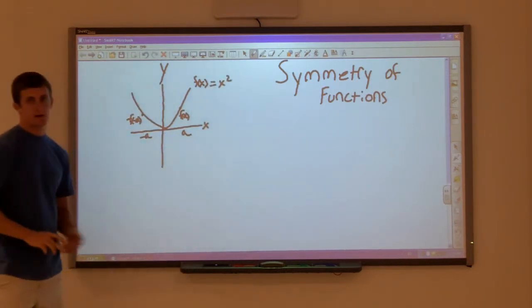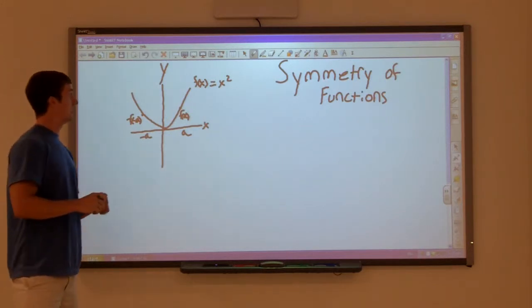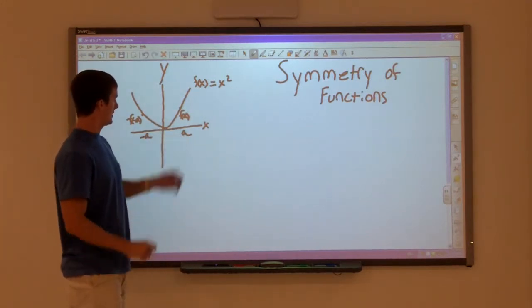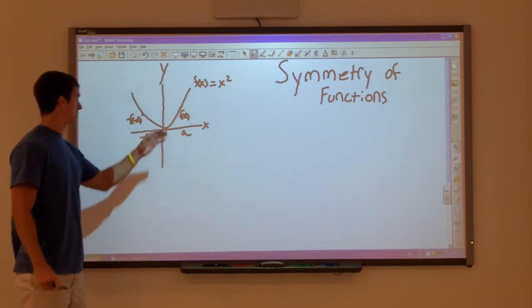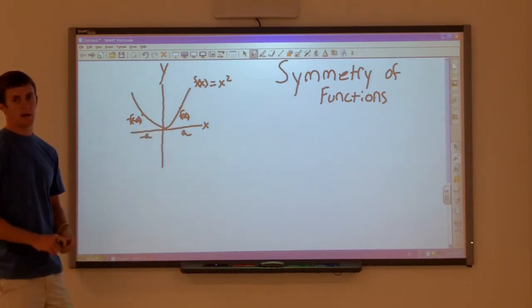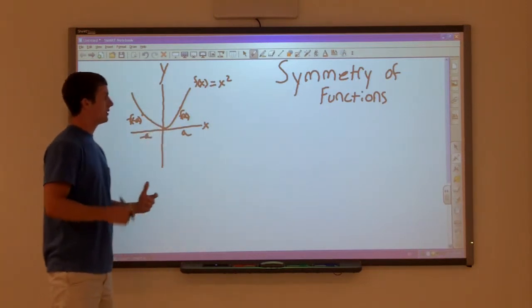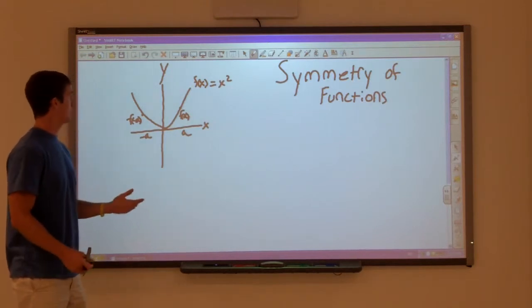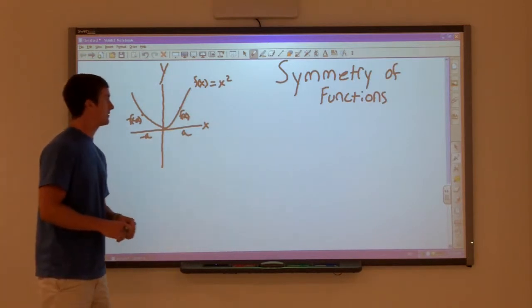So if we look at this function of f of x equals x squared, then we'll see that at any given point of a, it's symmetrical across the y-axis to negative a. So given that, we know that this is an even function based upon the fact that it's symmetrical across the y-axis.